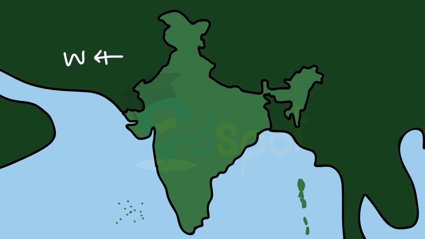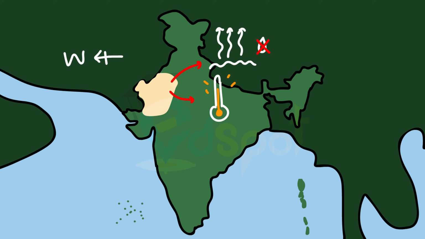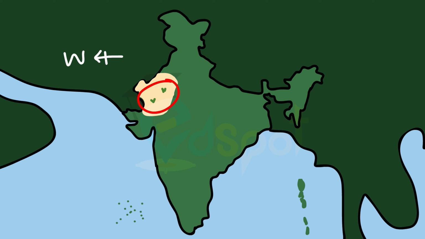In the western part of India lies the Great Indian Desert. It is a dry, hot, and sandy stretch of land. It has very little vegetation.